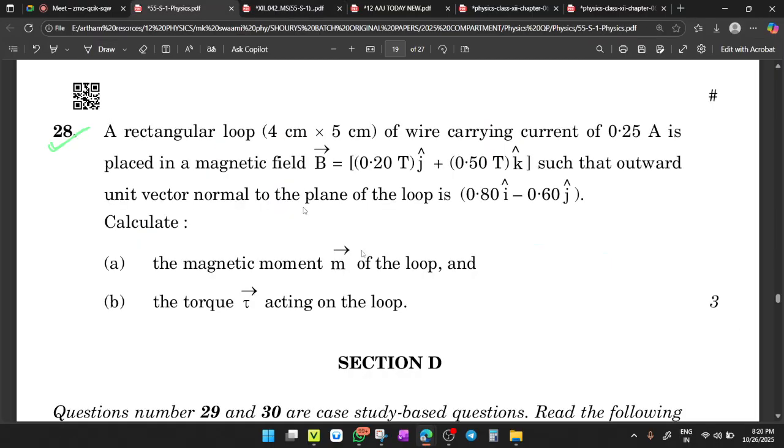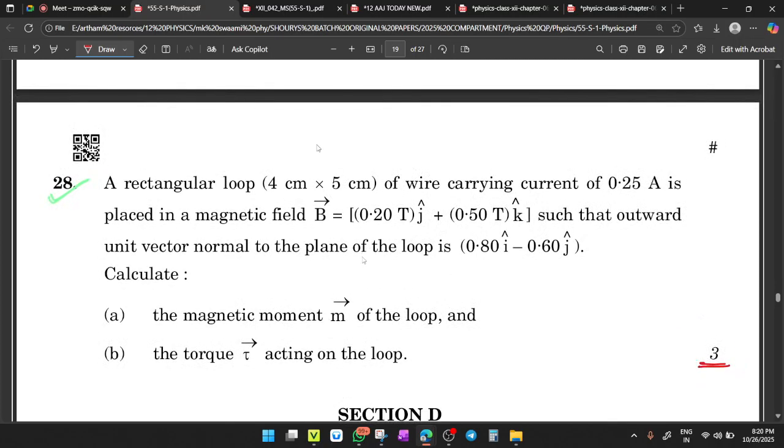Done. Okay, students, now we have to do question number 28. Let's read the question very carefully. This is of 3 marks. A rectangular loop of 4 and 5 centimeter. So the length is equal to 4 centimeter and breadth is equal to 5 centimeter. You can take this one as a wire carrying a current. This is length, this is breadth, and the current is given as I equals 0.25 ampere. You can write it 1 by 4 ampere also, because 1 by 4 becomes 0.25.